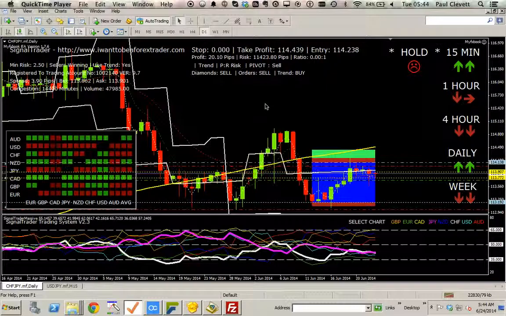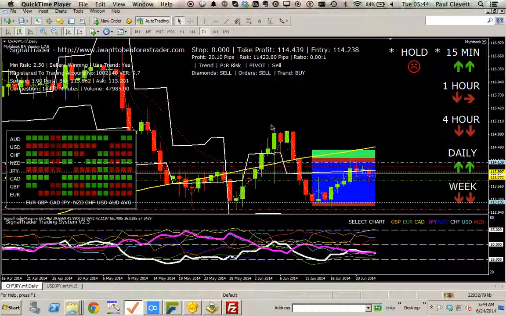Going to show you a couple of trades that we had yesterday. Market's pretty flat at the moment. I think it's because of the Yellen effect from last week from FOMC, which kind of really screwed things up a little bit. Okay, so this is the Signal Trader Forex trading system.